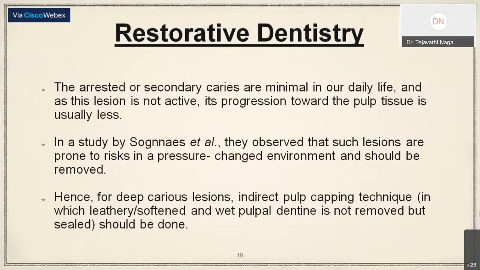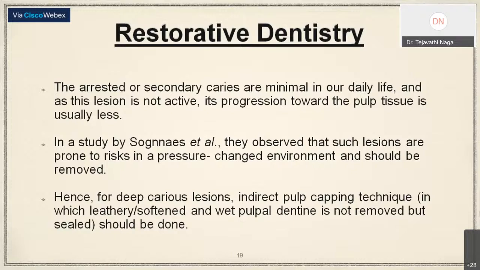Coming to restorative dentistry, arrested or secondary caries are minimal in our daily life, and the lesion is not active. Its progression towards the pulp tissue is usually less. As you all know, arrested caries most of the time don't cause any symptoms. In a study by Sognes et al., they observed that such lesions are prone to risks in a pressure-changed environment and should be removed. Hence, for deep carious lesions, an indirect pulp capping technique, in which leathery, softened and wet pulpal dentin is not removed but sealed, should be done.